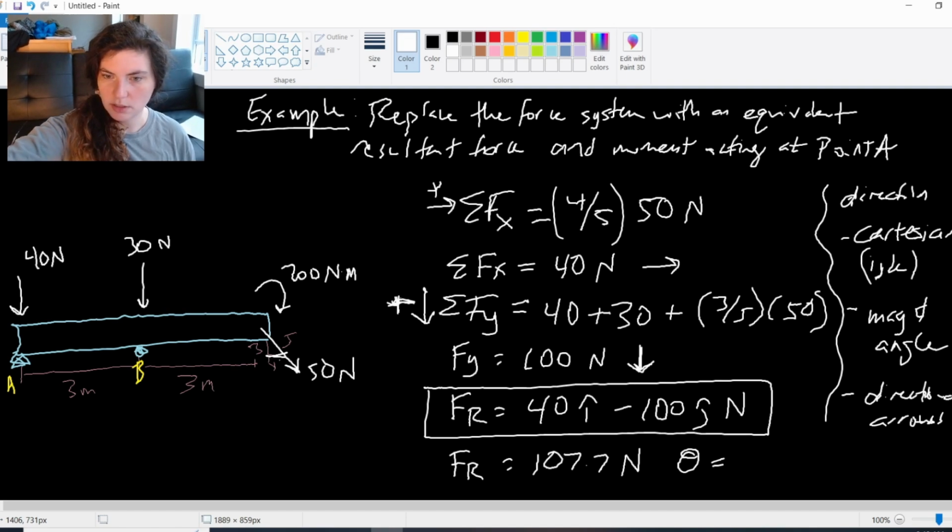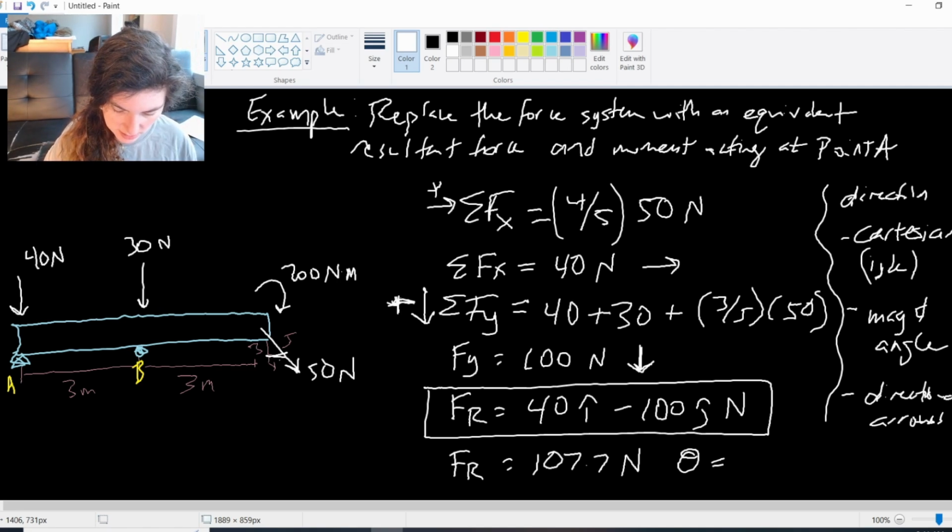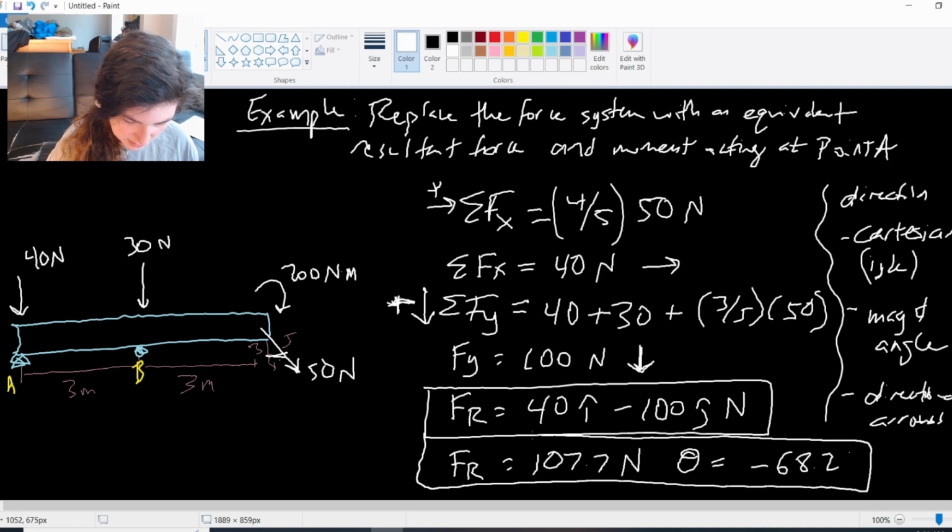If I do arctangent of negative 100 over 40, I get, oh, it's in radians. All right, calculator in degrees, please. Okay, arctan of negative 100 over 40, and I get negative 68.2. I add 180 to that, right? Because I know it is in the positive x, negative y, right? So it is negative 68.2 degrees. There we go. Took a second, but we got there.